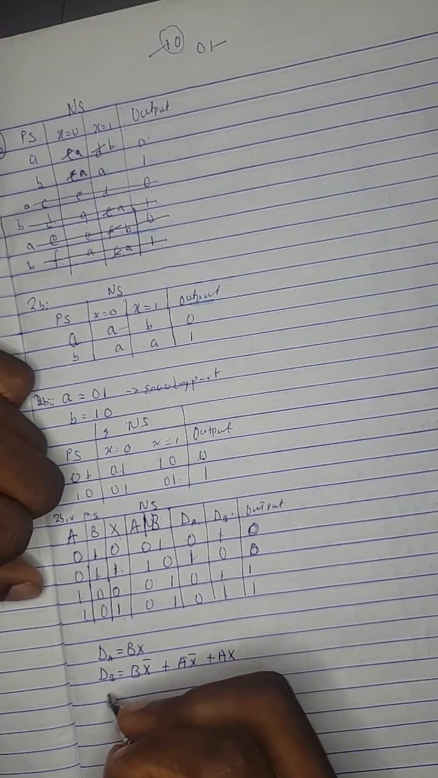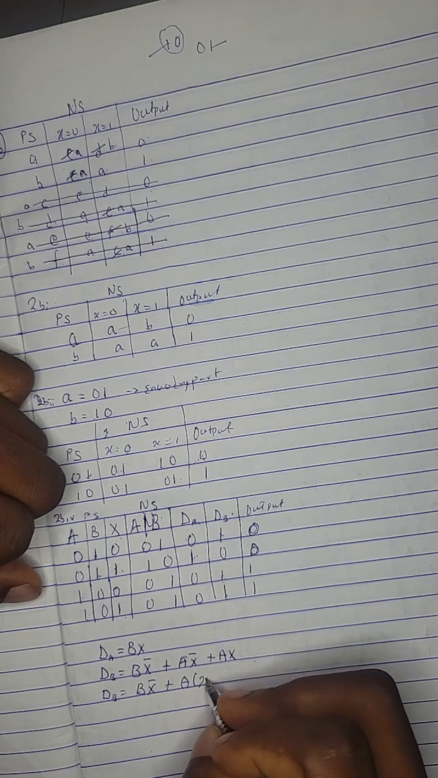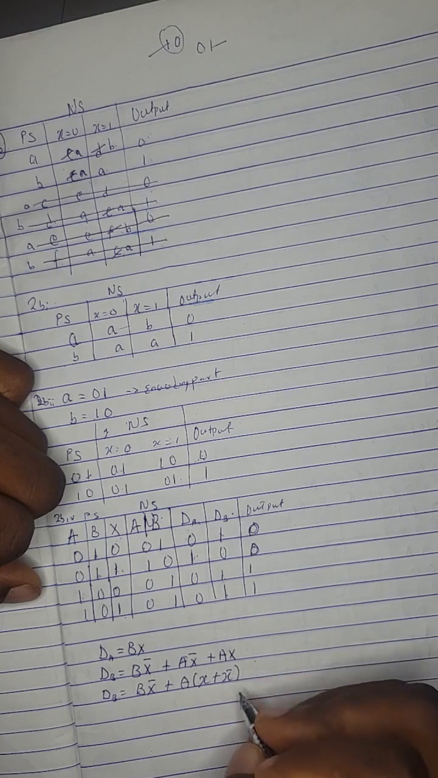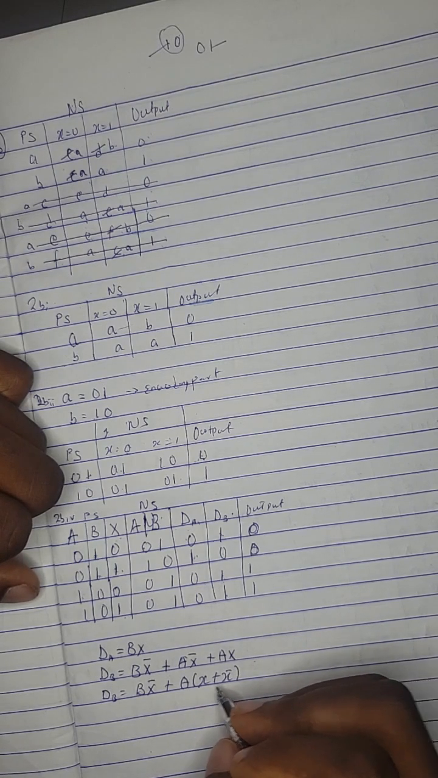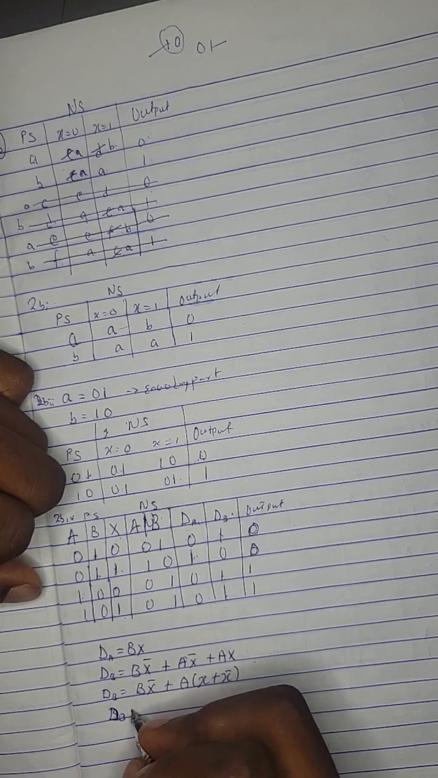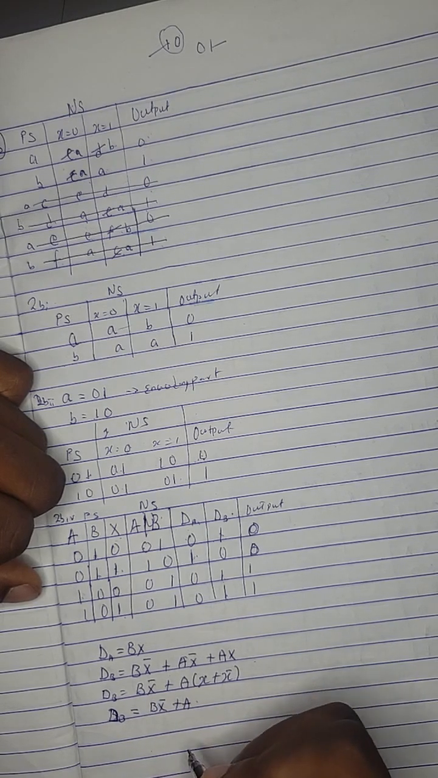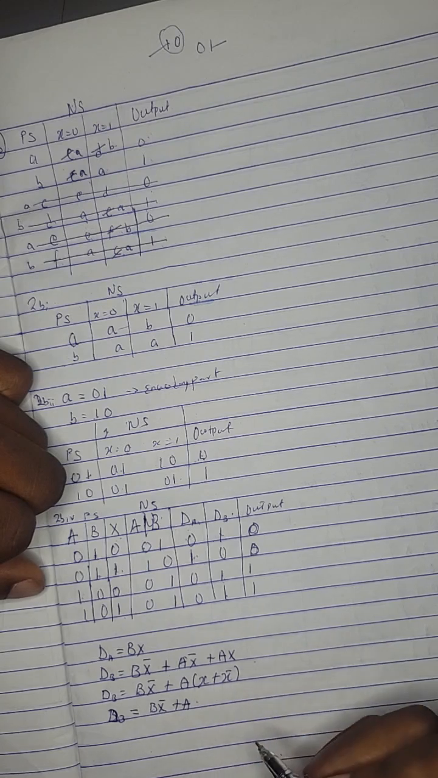So we can actually simplify this further by saying DB is equal to B X bar plus A open bracket X plus X bar. X plus X bar is going to be 1. So DB is equal to B X bar plus A. And so that's going to be that.